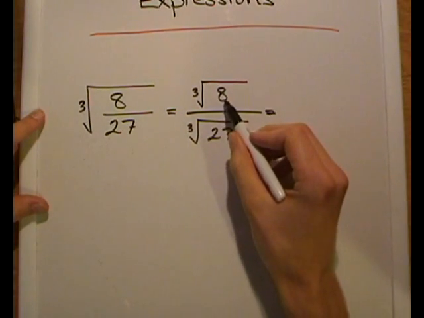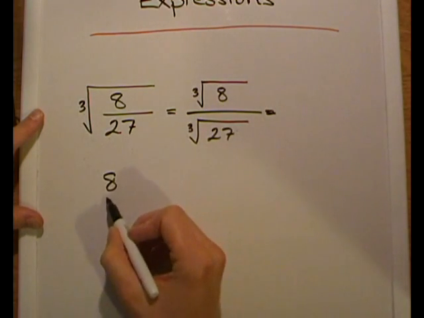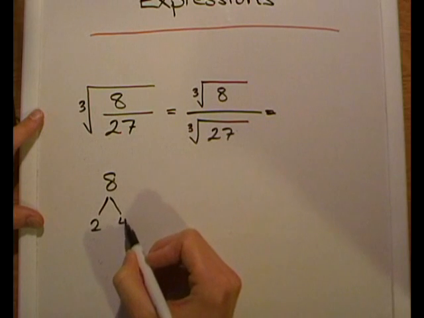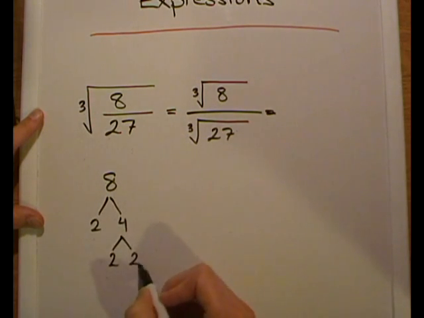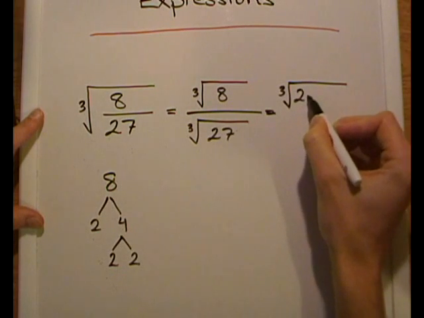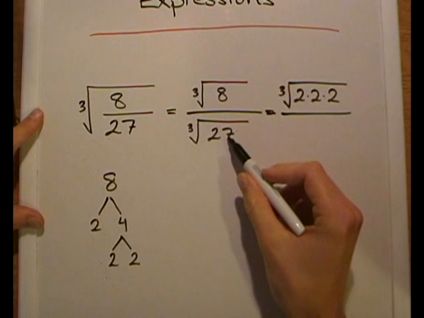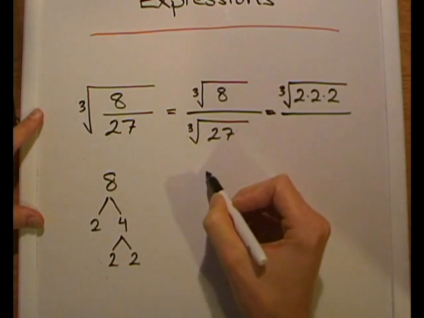So we try to simplify 8. We break 8 down into prime numbers. If we break 8 down into prime numbers, we're going to get 2 times 4, 2 times 2. So we're going to rewrite this expression as the cube root of 2 times 2 times 2, divided by a simplified version of 27.